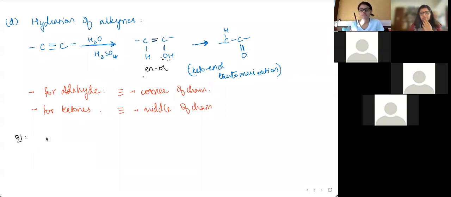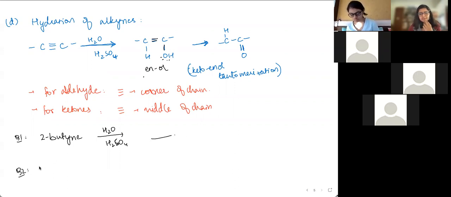Question number 1 would be, if I take 2-butene, on hydration, what is the product? So give me the product for this. And question 2 is, to get acetone, what alkyne is required in this reaction?